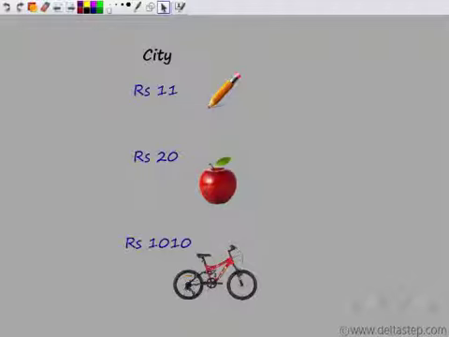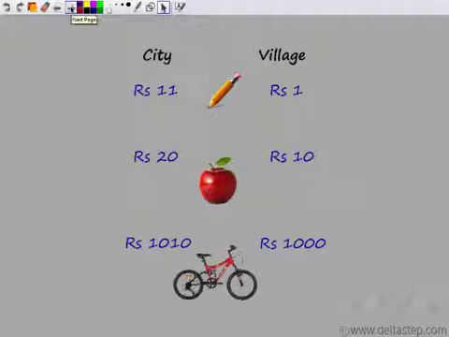Now, if I look at these same objects and try to find their prices in a village, these are the prices of the same objects given to me for a village. So in a village, this pencil costs 1 rupee, the apple costs 10 rupees, whereas a cycle costs 1000 rupees. So what do you see? These are the prices in the city. These are the prices of these objects in the village.